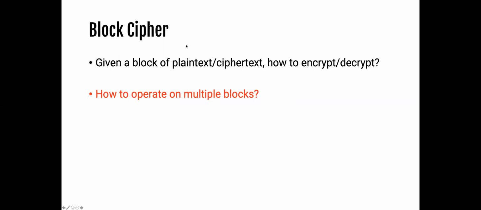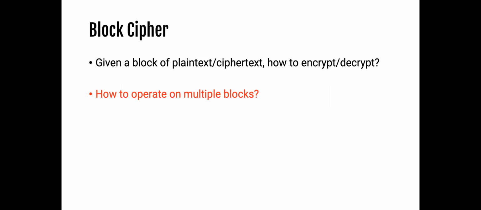Today, we want to talk about a more operational level thing, which is how to operate on multiple blocks. Recall that previously, all we talked about is operating on a single block. If there is a message composed of multiple blocks, and you want to divide the message into single chunks so that you encrypt it one by one, what is the correct way to operate it without harming security?